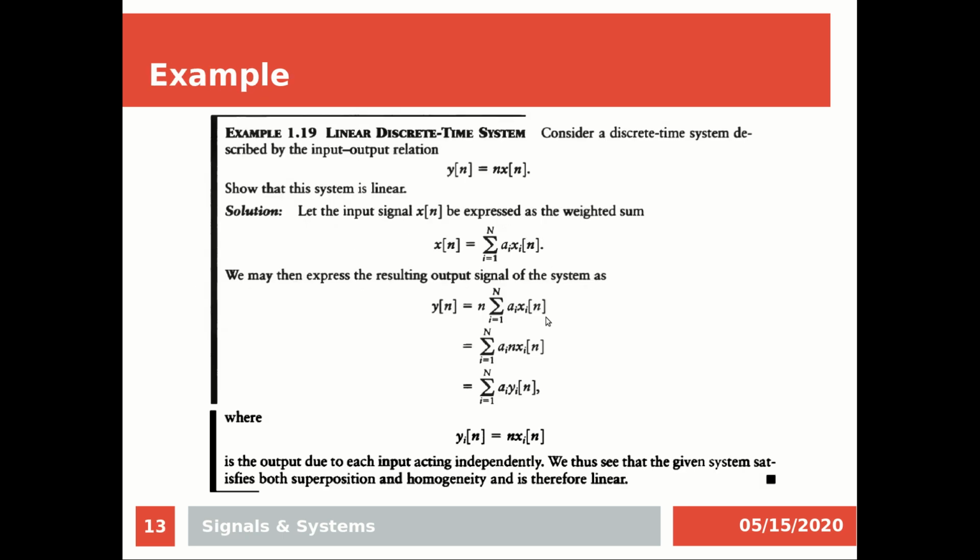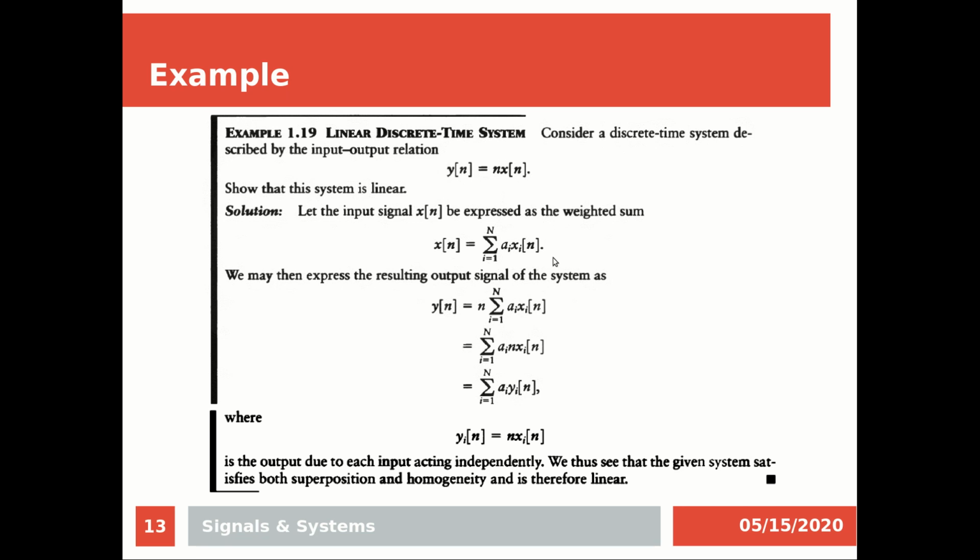Okay, let's see an example. The example says: the discrete time system y of n equals n multiplied by x of n. Check if it is linear or not. First I should multiply by something. Yes, I should multiply by a, so I multiplied by a here. I know that there are different ways of checking superposition and homogeneity, but this is the way in the book.